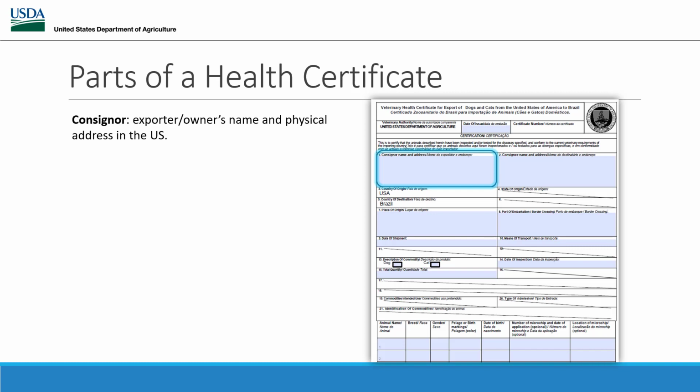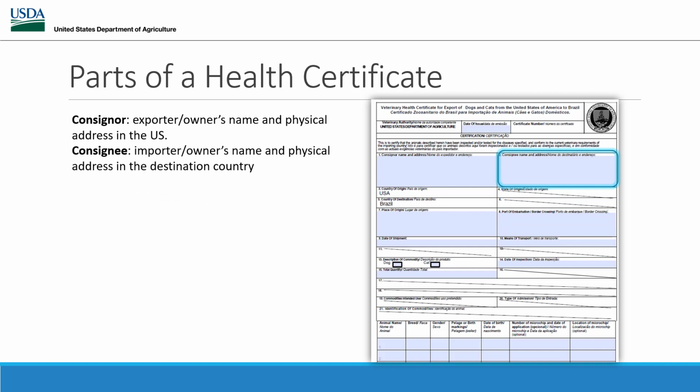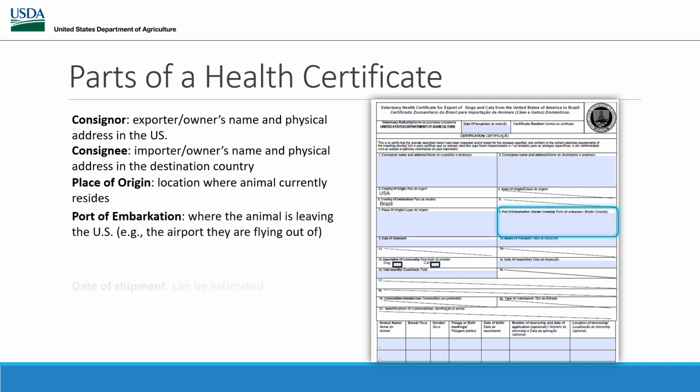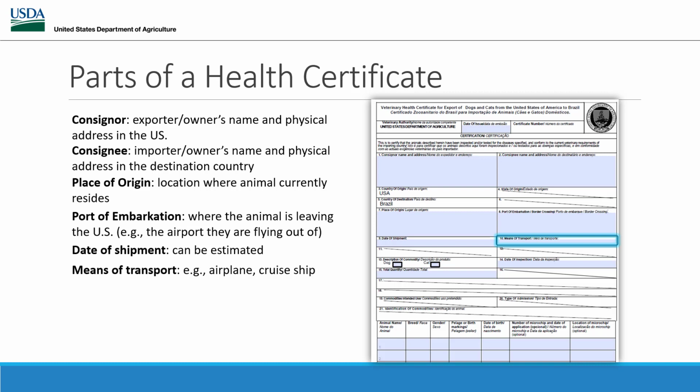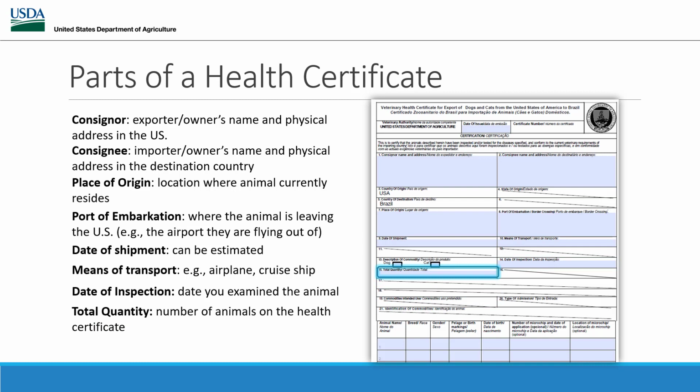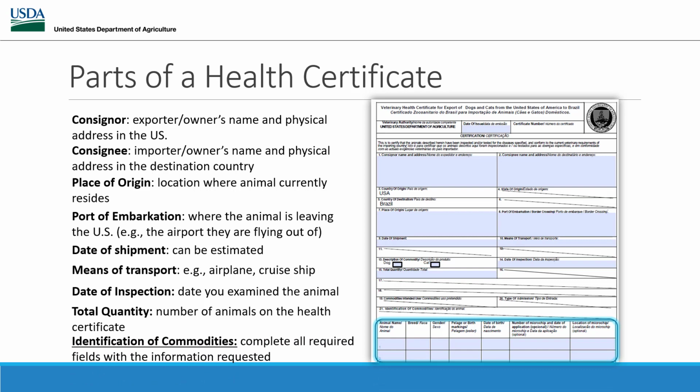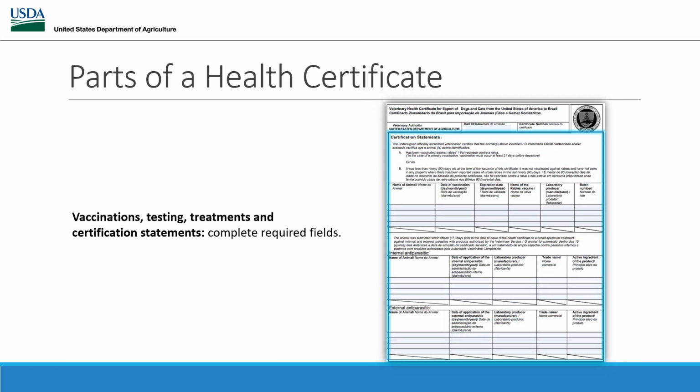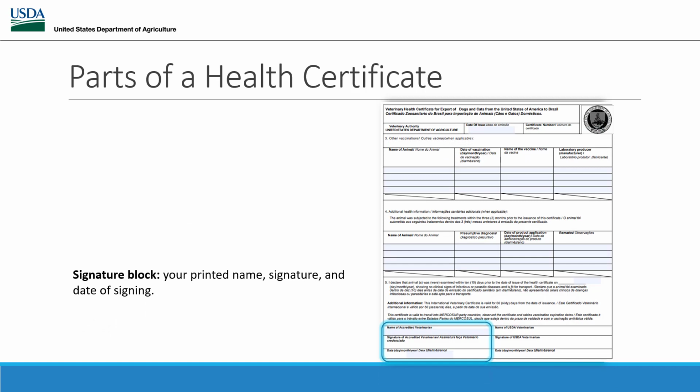This includes the name of the owner and their physical address in the U.S., referred to as the consignor, the name and physical address of the owner in the destination country, referred to as the consignee, where the animal is originating from in the U.S., where the animal is departing the U.S., the date the animal is scheduled to depart the U.S., how the animal will travel to the destination country, the date you examine the animal, the number of animals included on the health certificate, the information that will identify the animal to the foreign government officials, any information on vaccinations, testing, treatments, and certification statements when required per the import regulations, and your printed name, signature, and date of issuance of the health certificate.